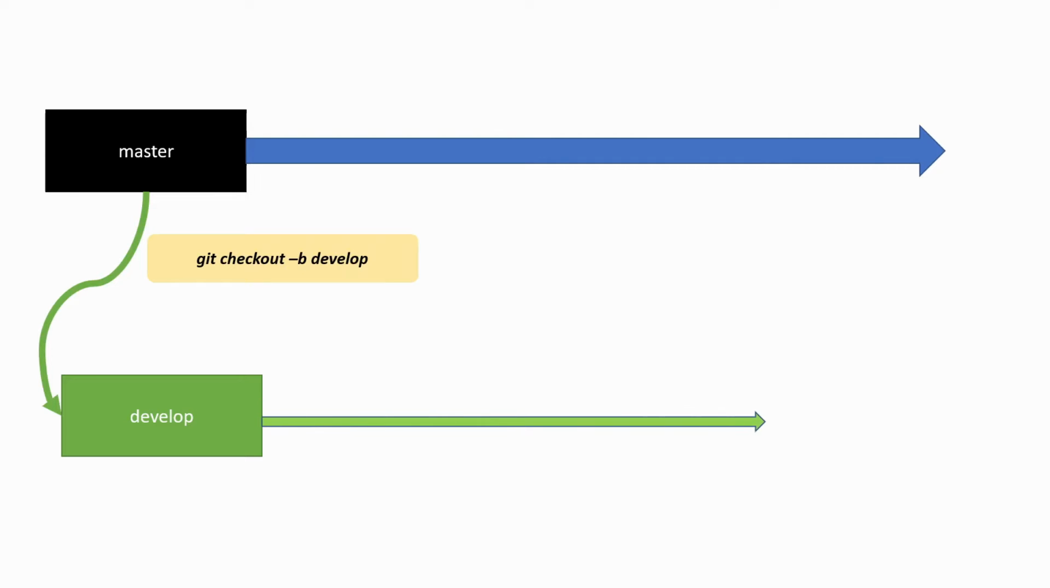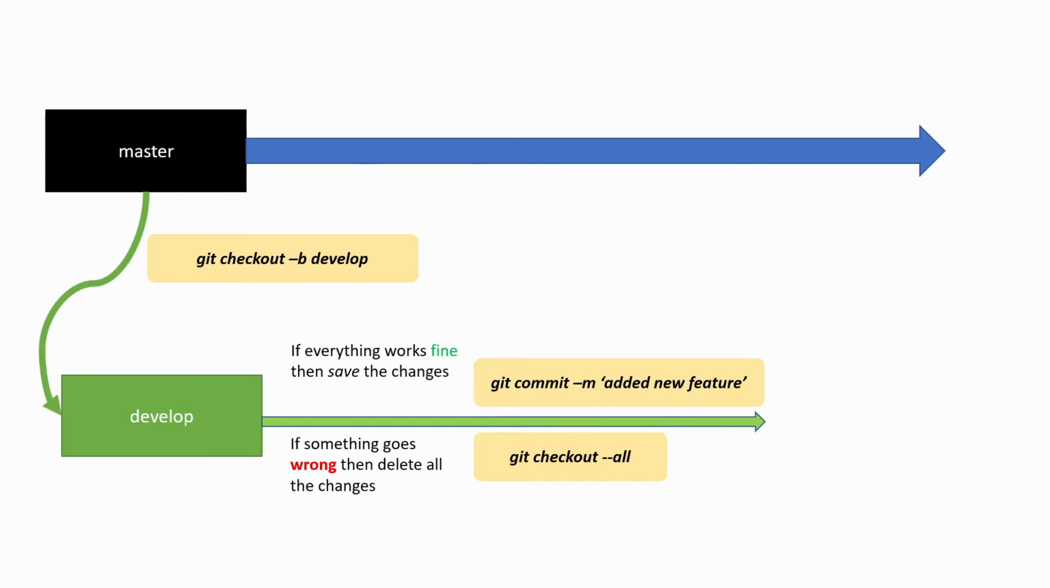So in this figure, master is the production version of the app, develop is the developing version, which is a snapshot of master where we can work without affecting the production app. If something goes wrong, we can delete every change because Git can track every change. And if everything works fine, we can commit or save our changes and merge to the production app.